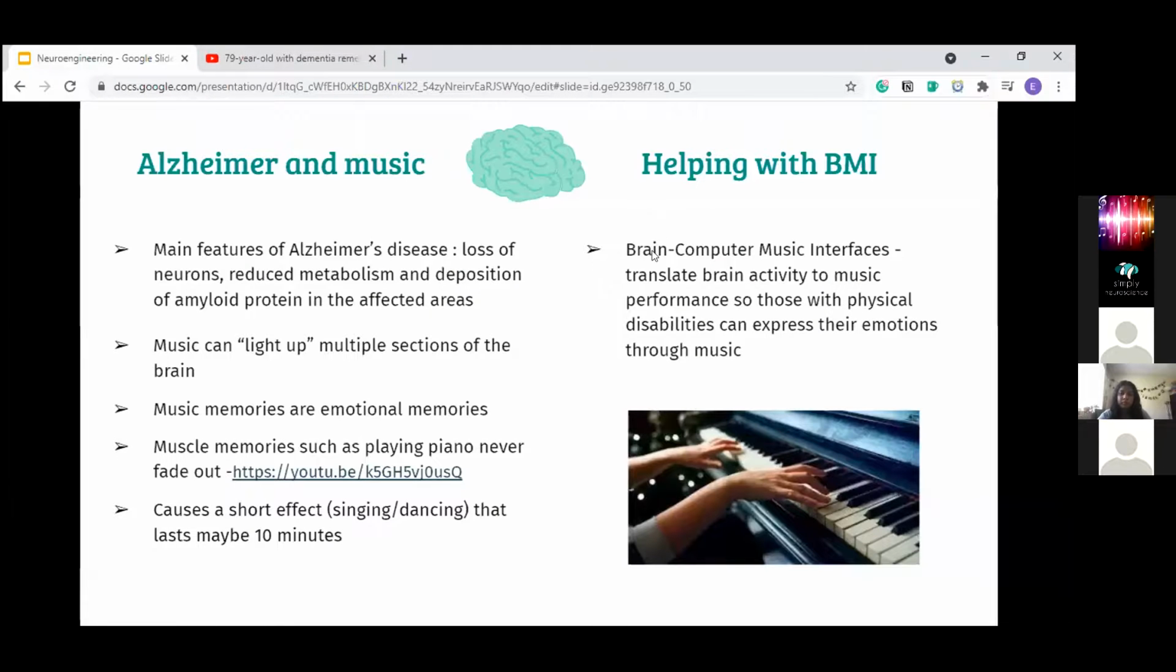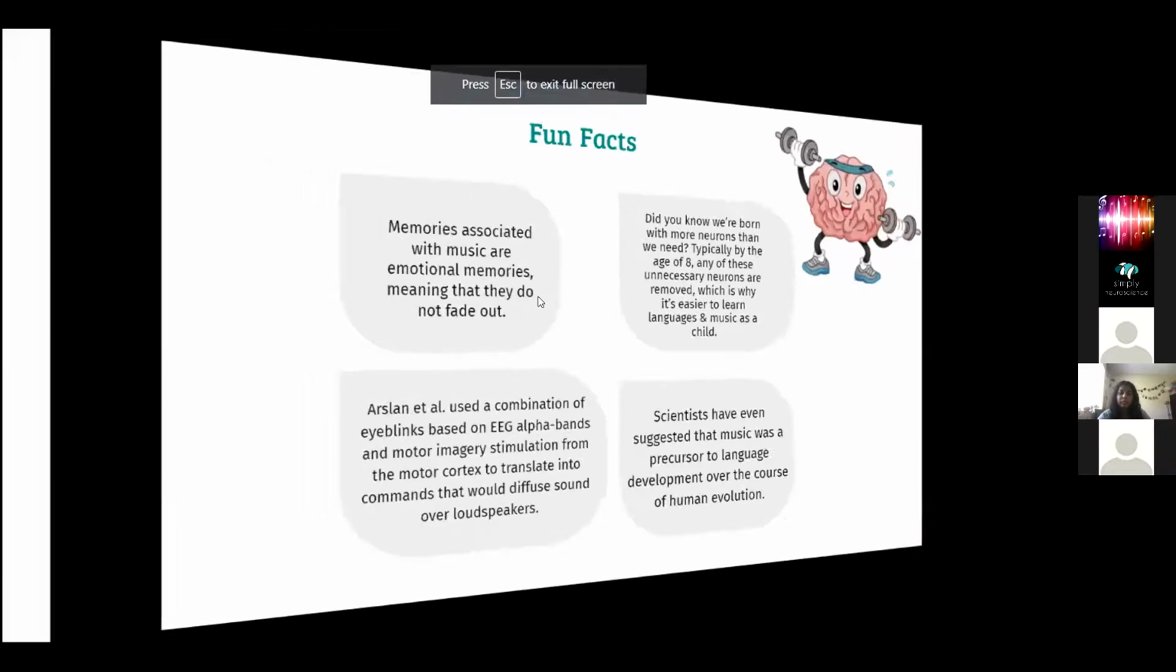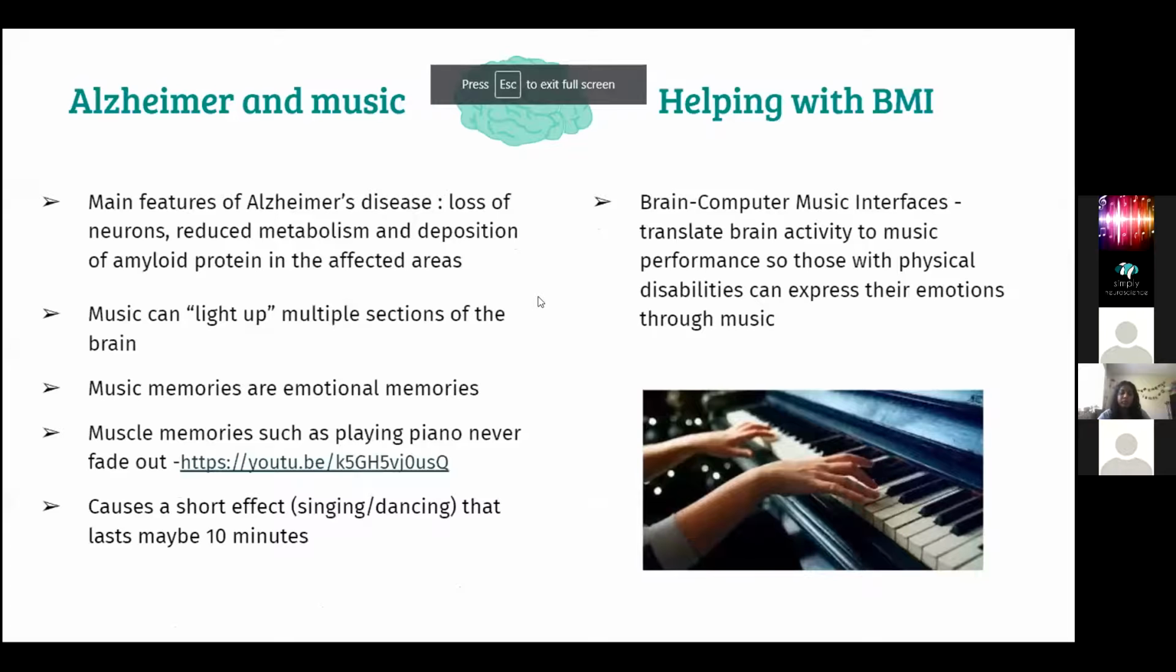So just to finish, this happens because, as I said, muscle memories never fade out since they're located in the cerebellum, which is the part that coordinates movement and stores physical memories. And this part of the brain is not affected that much by Alzheimer's disease. And that's it.